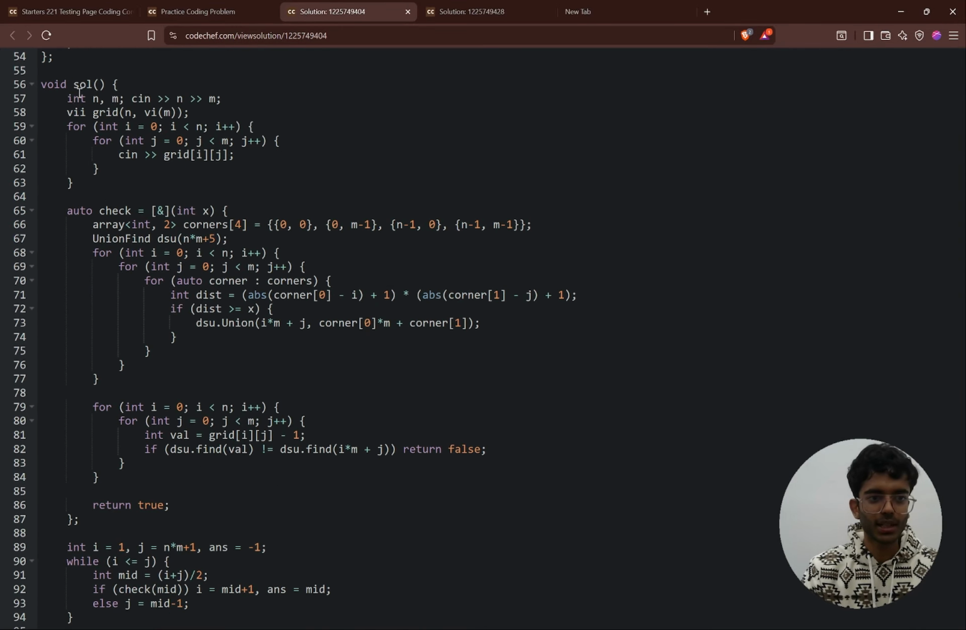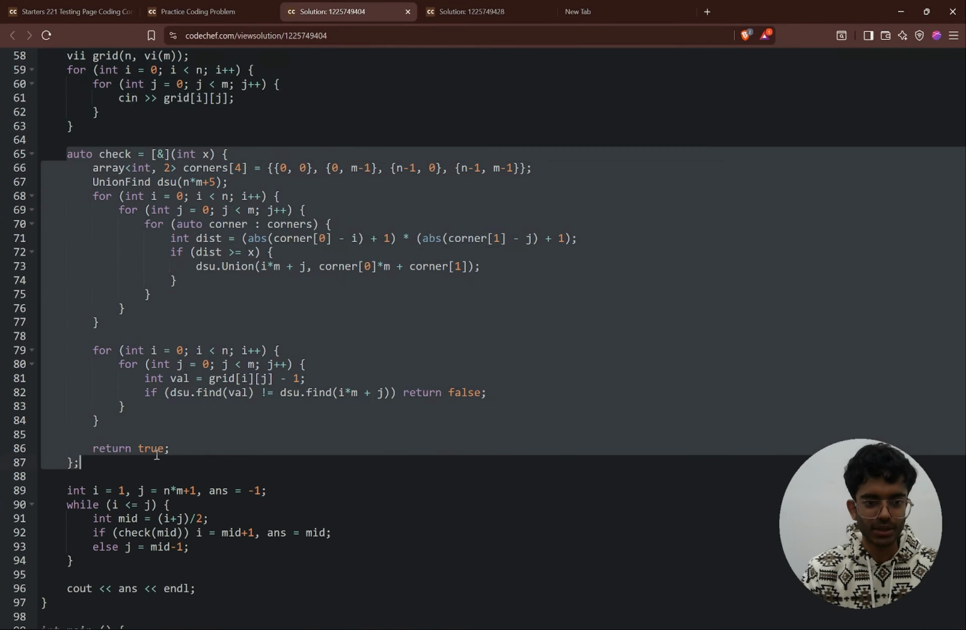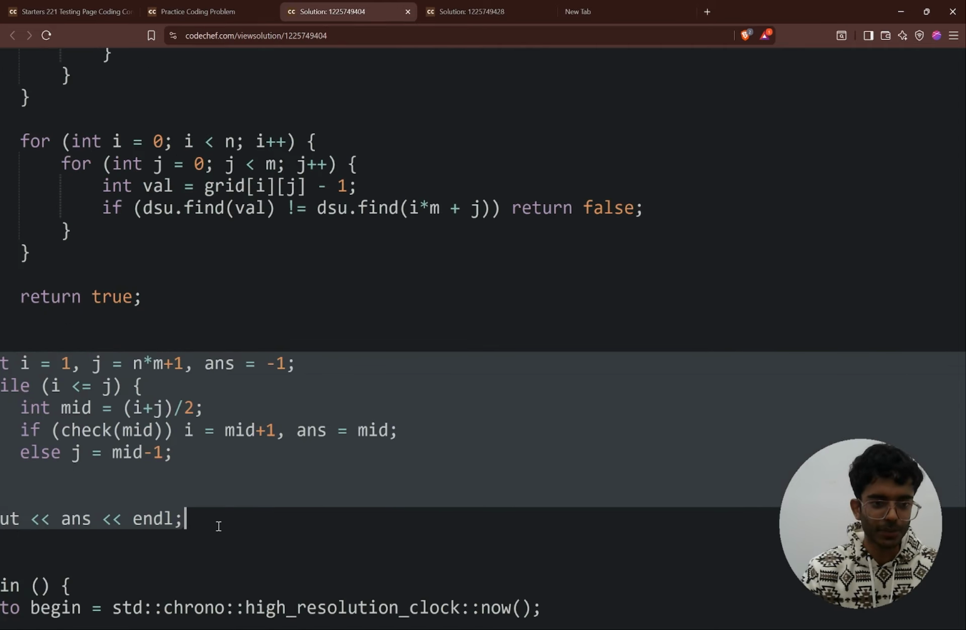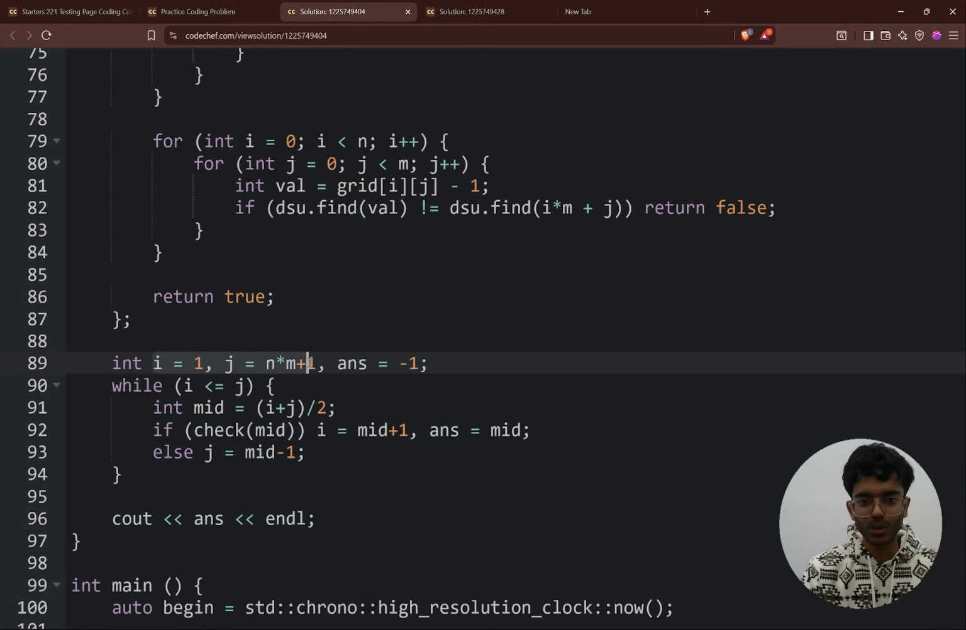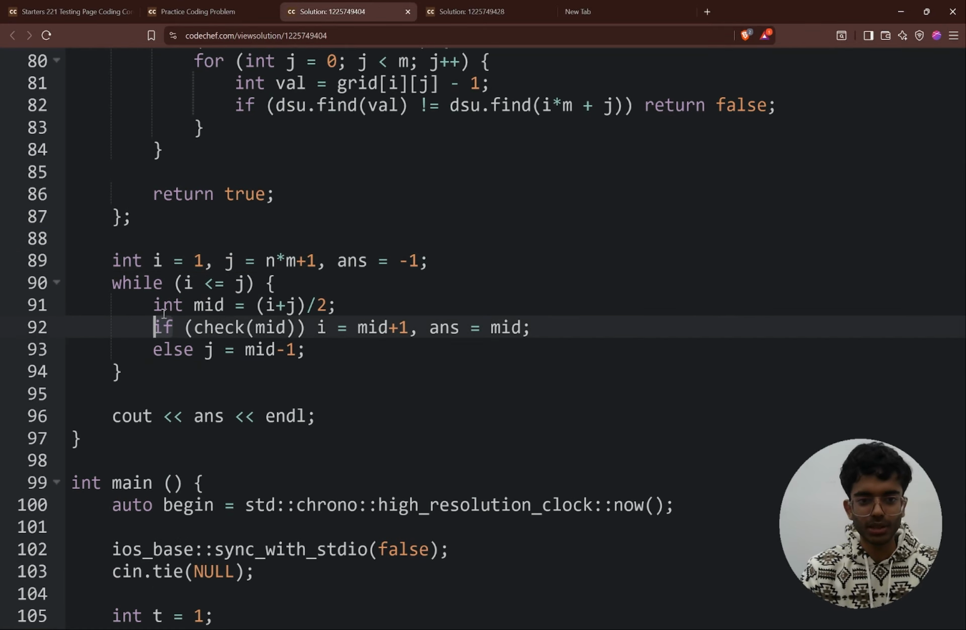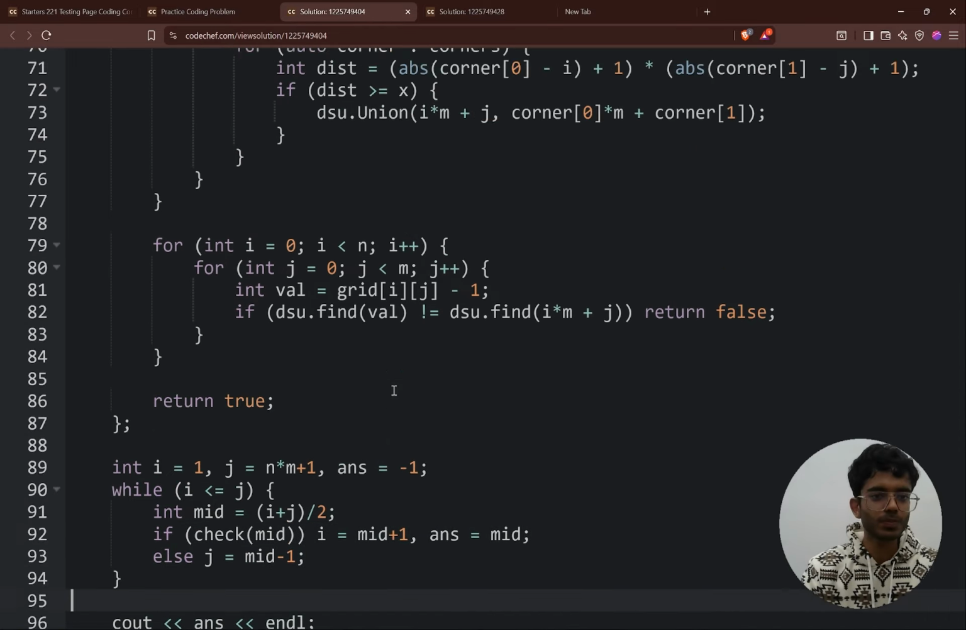So we'll begin by taking in the input of the whole grid. This is our checker function, and here is our binary search logic. So we have initialized i with 1 and j with n times m plus 1, and our answer initially is minus 1. Now, if this middle value is correct, we'll increase our i and set our answer to mid. Otherwise, we'll do this, and print our answer.